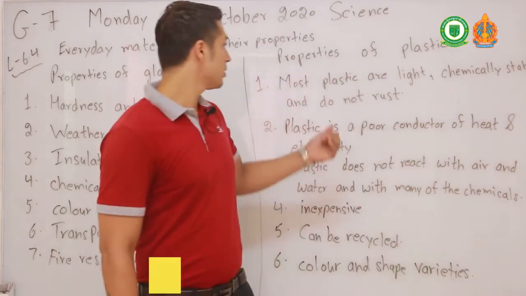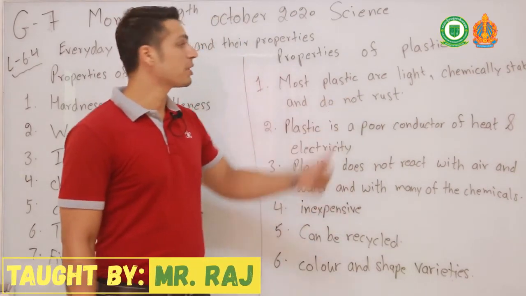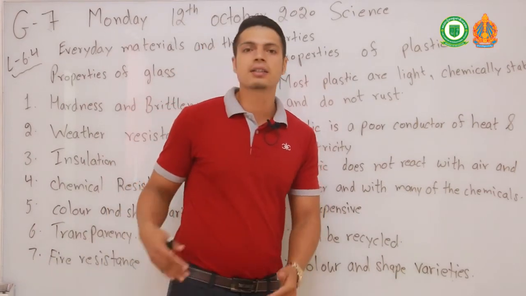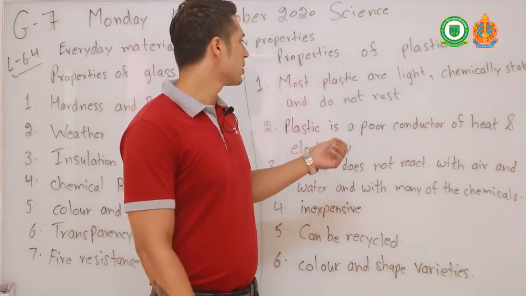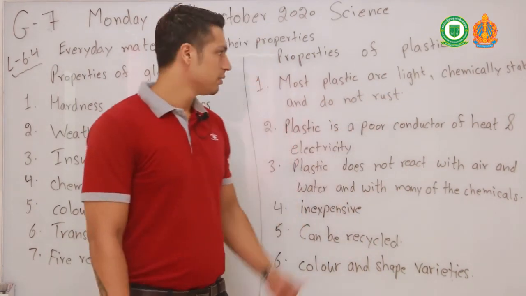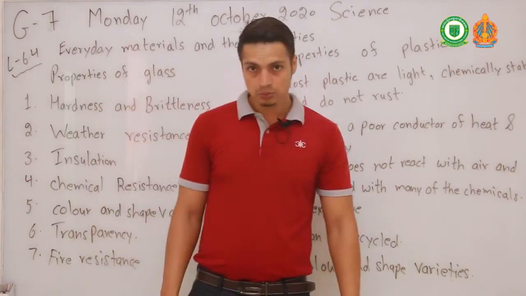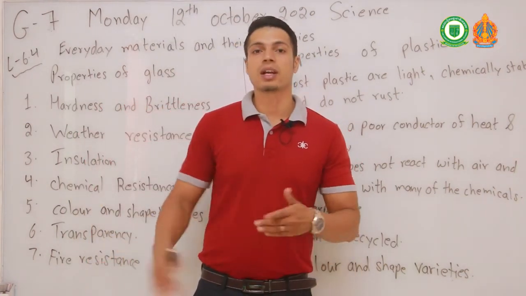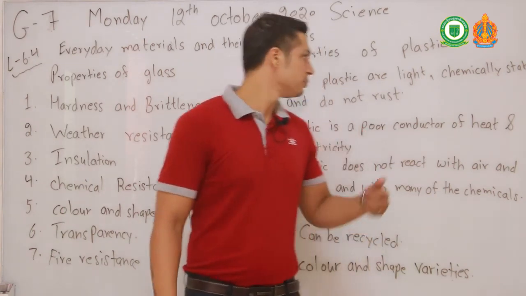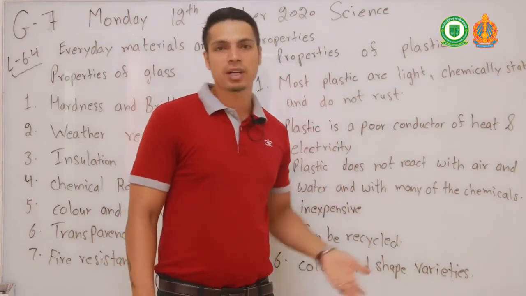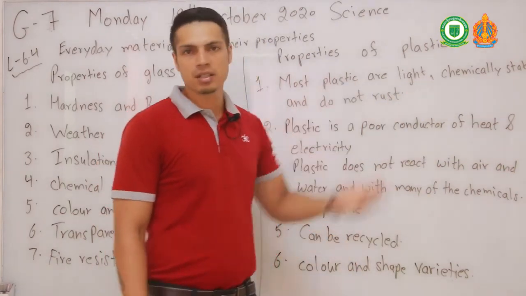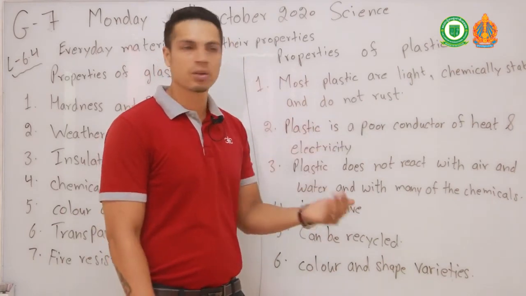And we also talked about the properties of plastic. Glass is a bit expensive, but plastic is cheaper. Most plastics are lightweight and chemically stable. Glass does not react with water, air, or any chemical. Most plastics are lightweight, they do not have much weight, and are chemically stable, meaning they do not react, and they do not rust.